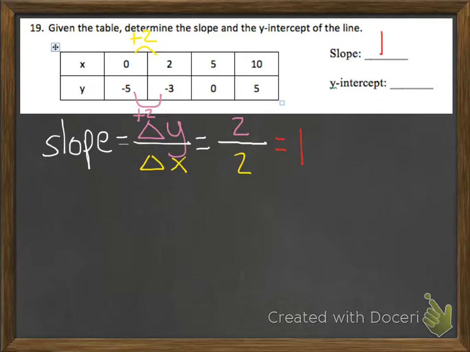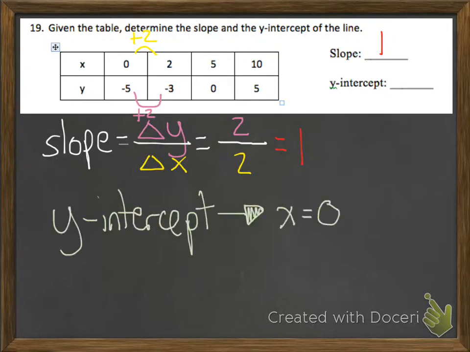This is our slope. Our y-intercept is where x is going to be 0, and we can see from our table that we have one point where x is 0. That point is our first point here, (0, -5), so all I need to do is write that in for my y-intercept, and we're done.